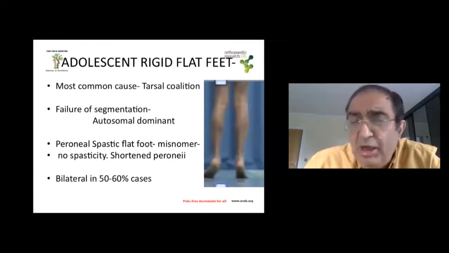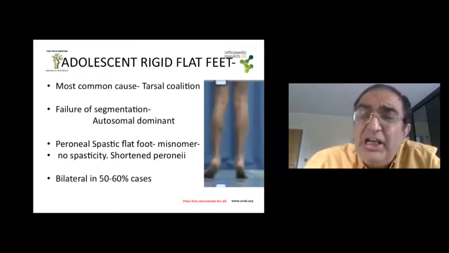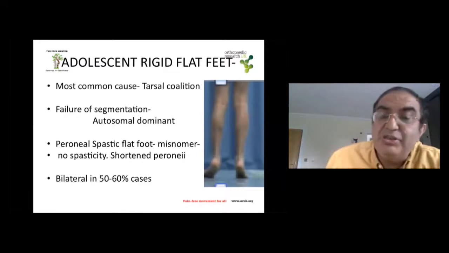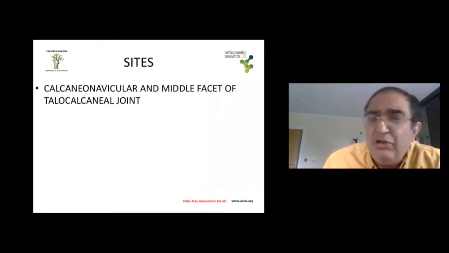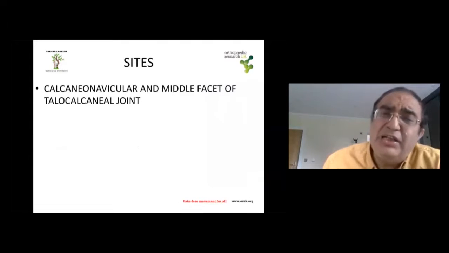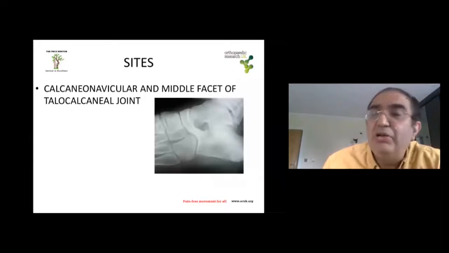That's a misnomer. The peronei are tight because the heel has been in valgus for a long time. So actually they are not in spasm. So that's a misnomer. And it's bilateral in 50 to 60% of the cases. So the commonest site is the calcaneonavicular site. And in the talocalcaneal site, it's the middle facet of the talocalcaneal joint.